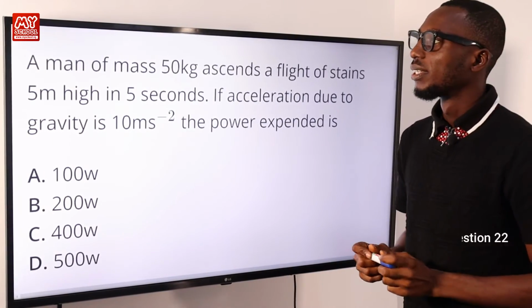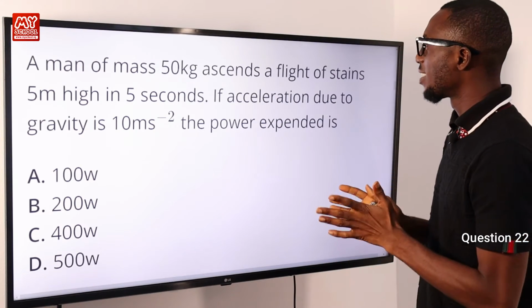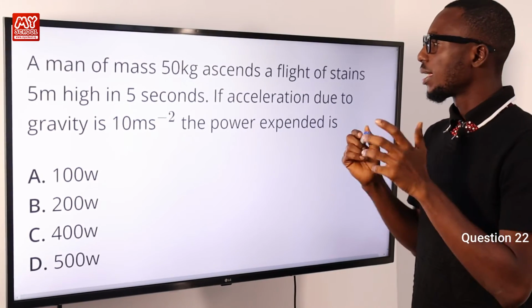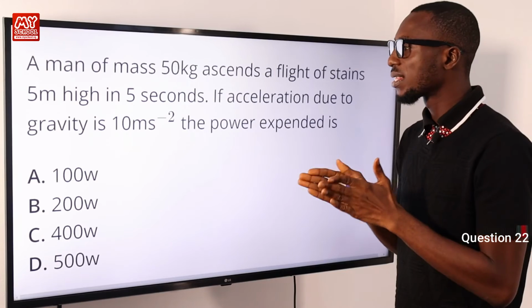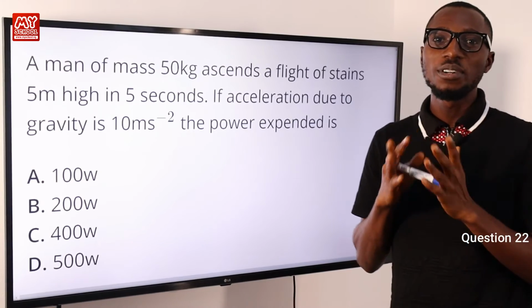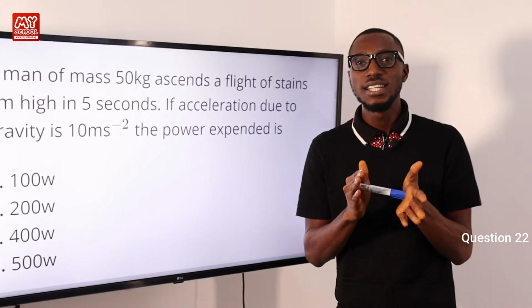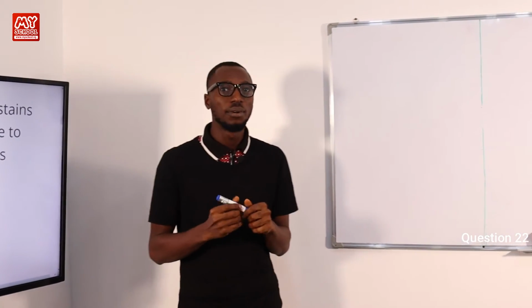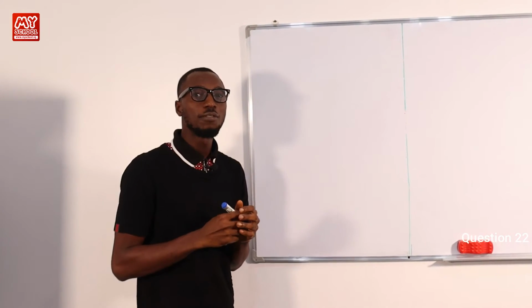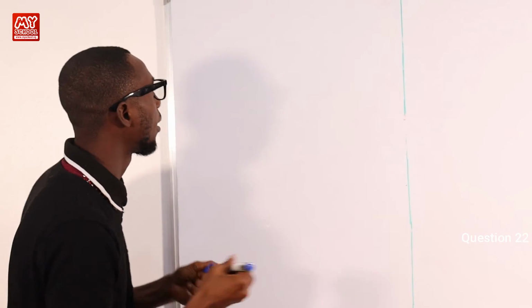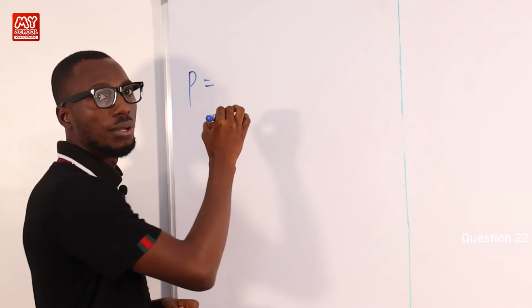Question 22. A man of mass 50 kg ascends a flight of stairs 5 meters high in 5 seconds. If acceleration due to gravity is 10 meters per second squared, the power expended is what? Remember that power equals work done over time taken, and work done is force times distance. We recall that the formula for force is mass times acceleration due to gravity, because it's ascending a flight of stairs.